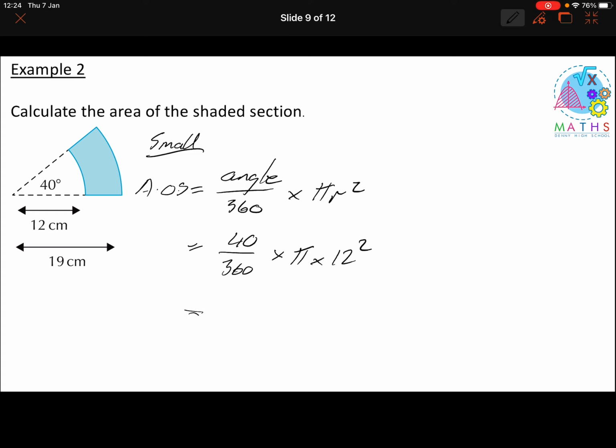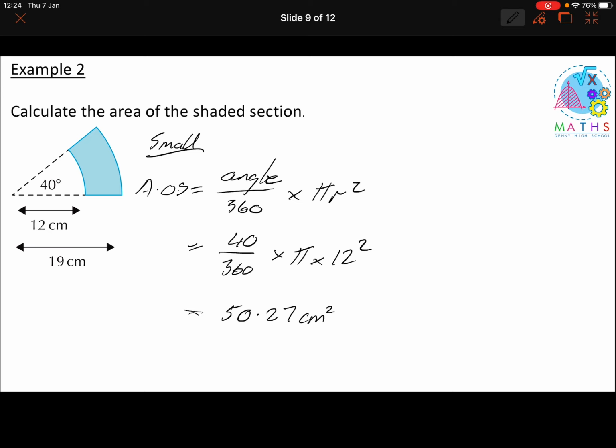Now, I'm going to do pi times 12 squared. I'm going to divide that by 360 and I'm going to times it by 40, okay? Because I'm going to assume that this is a calculator question, so I can go straight for that. And what I get as an answer is 50.27 centimetres squared, okay?